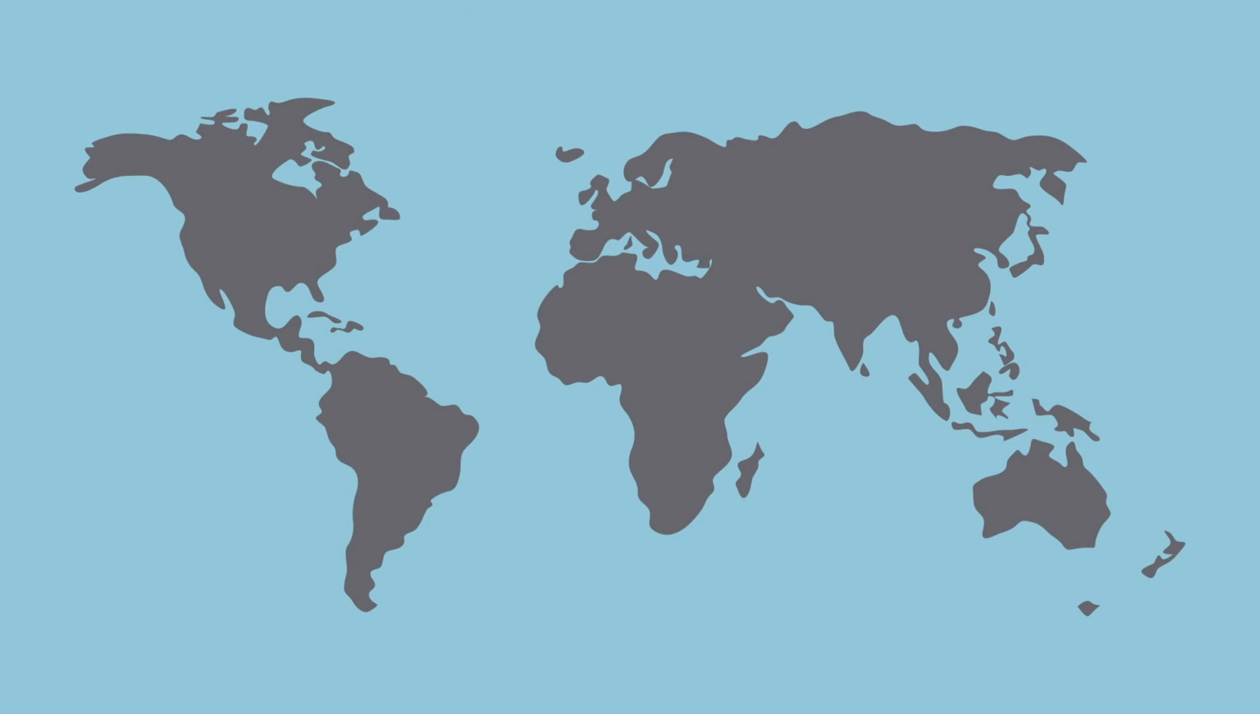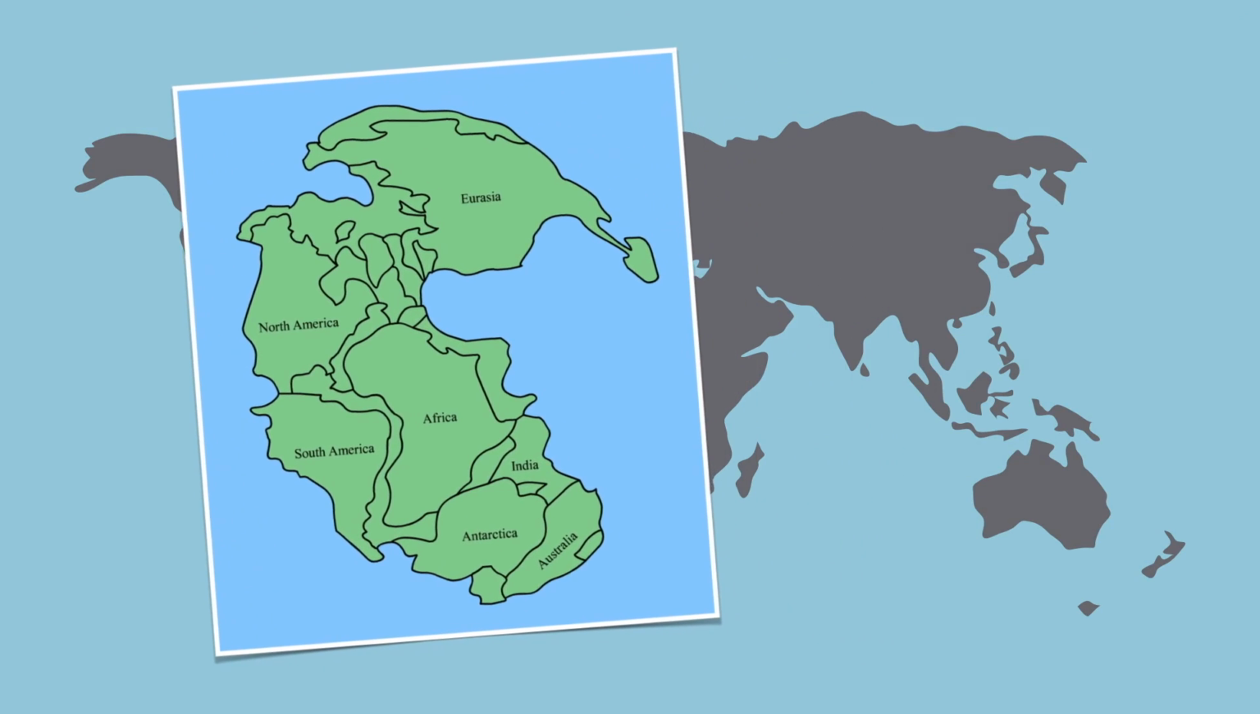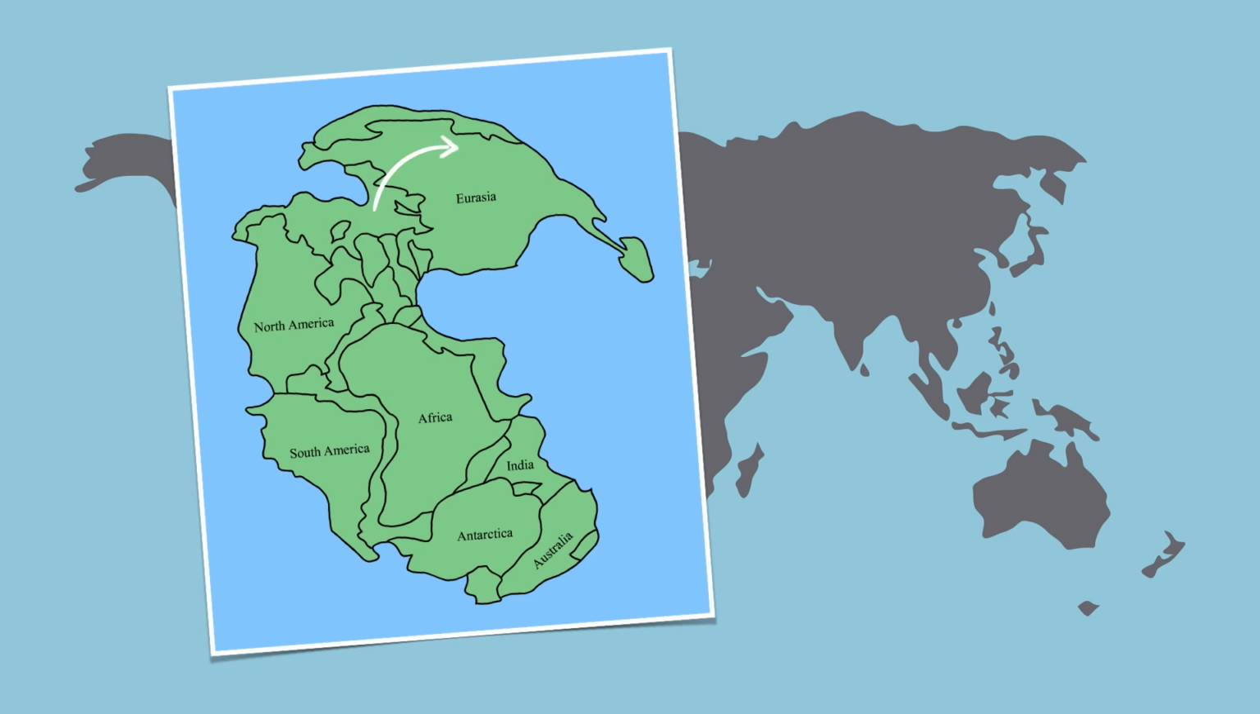So how did the continents used to appear? The land masses all used to be joined together. This supercontinent is called Pangaea. This is what our Earth's crust used to be like, with all of the land masses combined. Over time, the land masses separated due to plate tectonics, giving us the continents we have today.